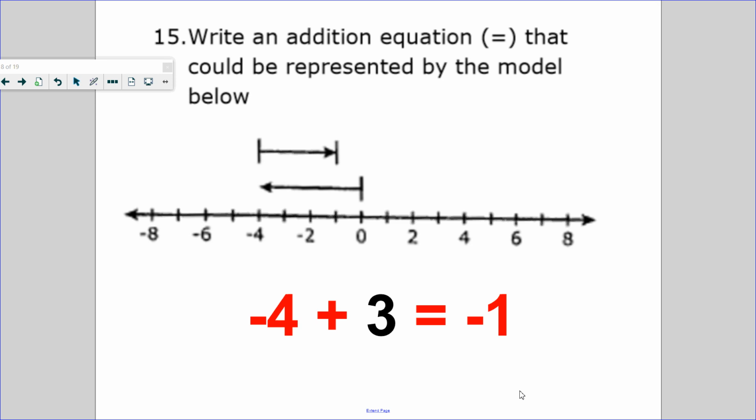No. Write an addition equation that could be represented by the model below. So this is 0. What's happening here? So some people wrote 0. Oh, it could be this. This is one alternative answer. 0, you're going to negative 4, and it's going forward 1, 2, 3 spaces. So what's negative 4 plus 3? Negative 1. Some people say it as going to negative 4, then you're adding 3 units to it, so that's why it's negative 1.